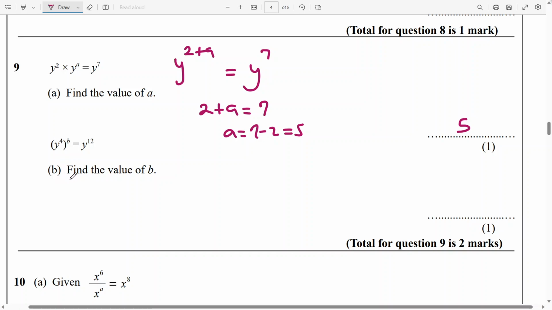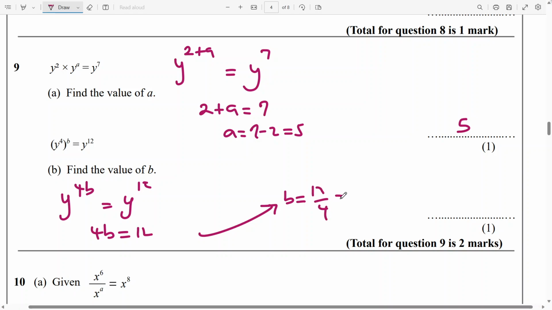And next, you need to find the value of b here. So you multiply 4 times b. That's 4b is equal to y to the power of 12. Again, you can see you're going to drop the base because they have the same base. So 4b equals 12. Obviously, to get b, you do 12 divided by 4, which is definitely going to be 3.